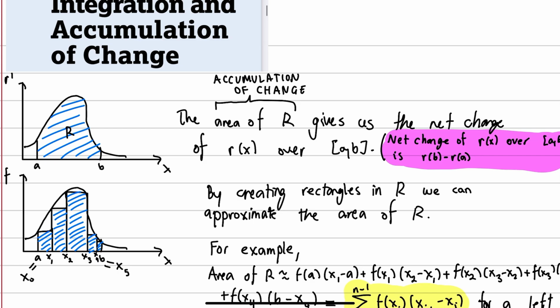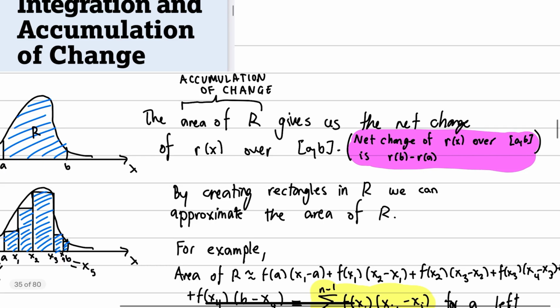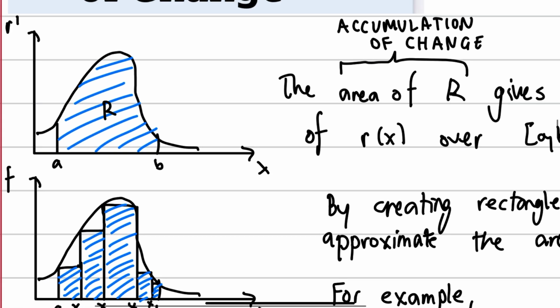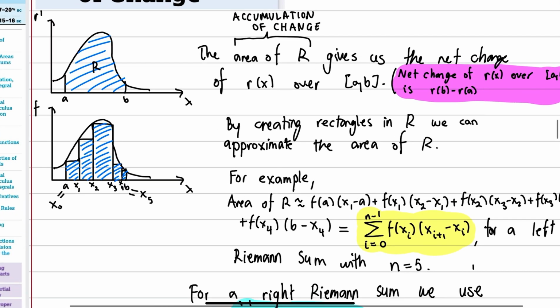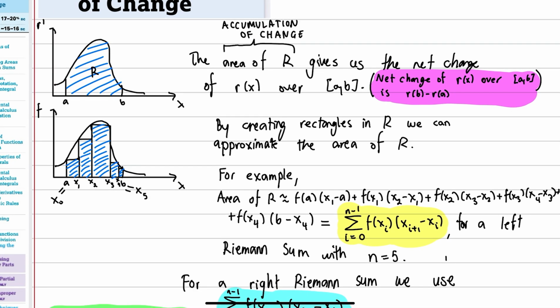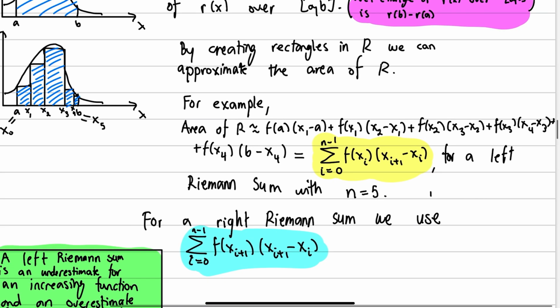So the net change of R of X over A comma B is R of B minus R of A. That you need to know. So R of B minus R of A is this area underneath the rate. And how can we get this? And also, how do we know this is even true? Maybe we're talking about work, and we might like to think this is force times displacement, but in reality, it's a lot more complicated and it can get dynamic. So how can we discuss this?